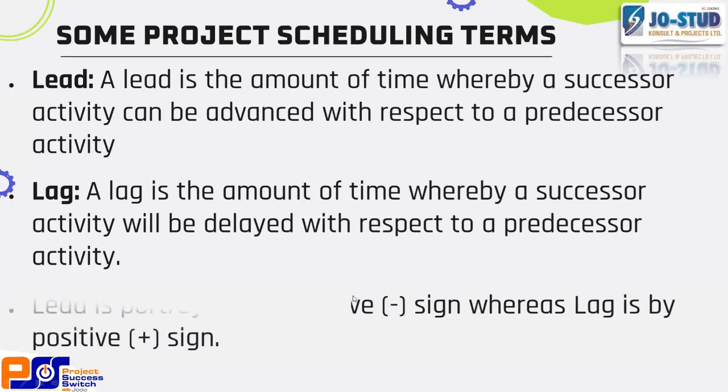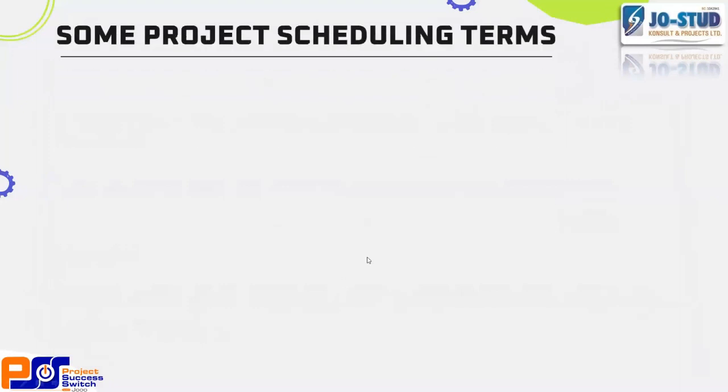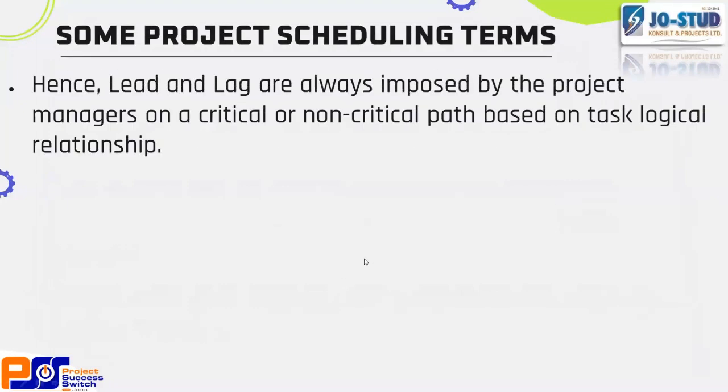like I was saying, lead is portrayed by a negative sign, whereas lag is positive. Now let's continue. Lead and lag are imposed on the project by the project manager. I want us to listen to this part very, very seriously. Lead and lag are always imposed by the project manager on a critical or non-critical path based on some kind of logical relationship.